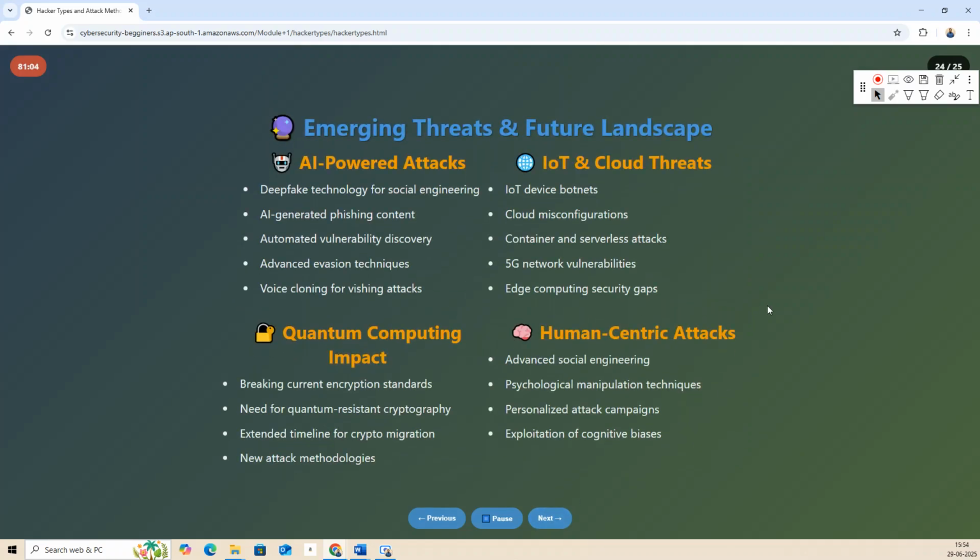Then emerging threats and future landscape. The emerging threats are all about AI powered nowadays. Deepfake technologies, AI generated phishing emails, automated vulnerability discovery. Everything is with respect to AI these days. And we have IoT and cloud threats. We have quantum computing impact, human centric attacks. See, as and when the technology increases, the attacks increase. The new ways of attacking come into picture.